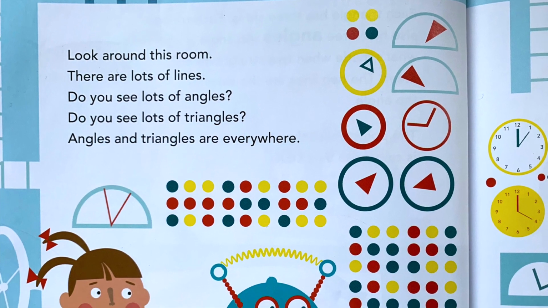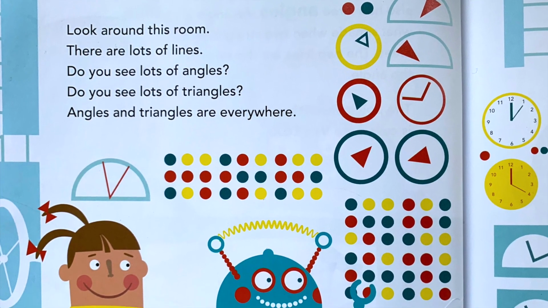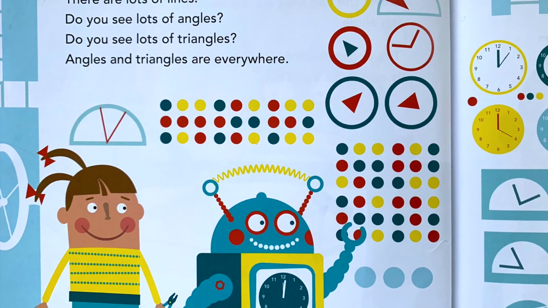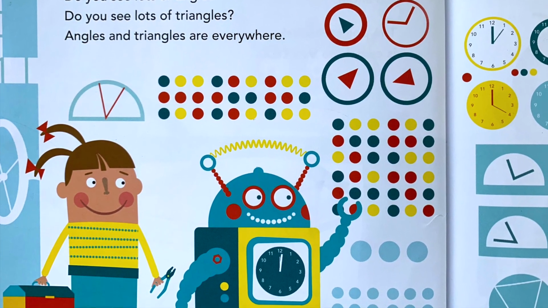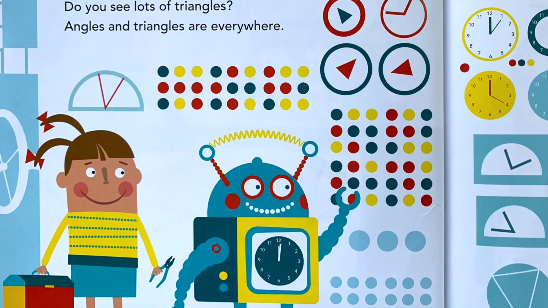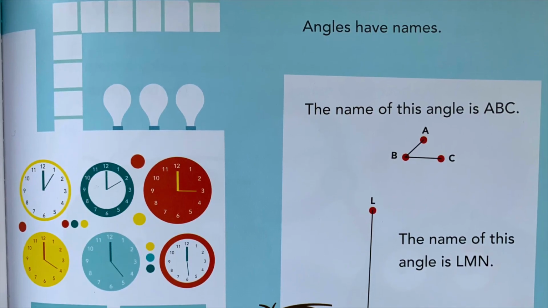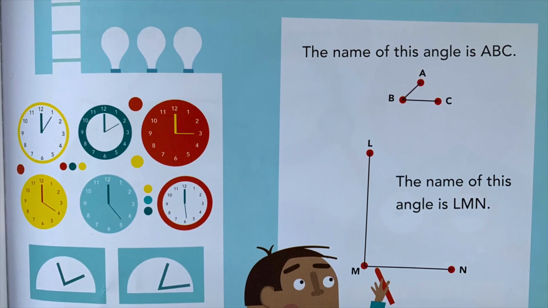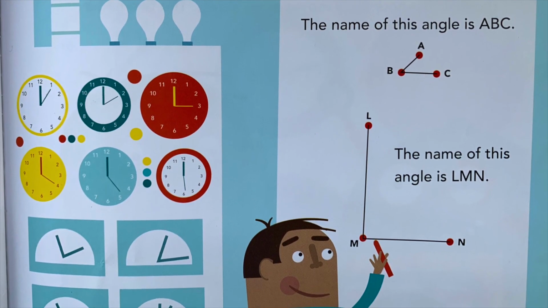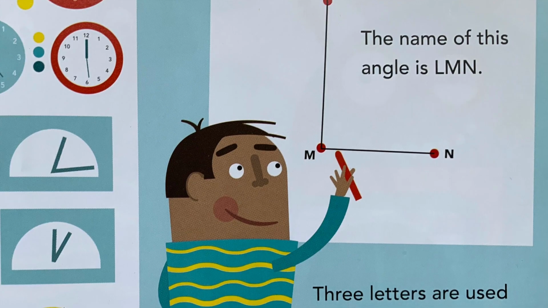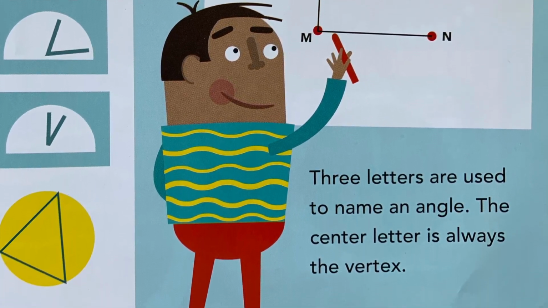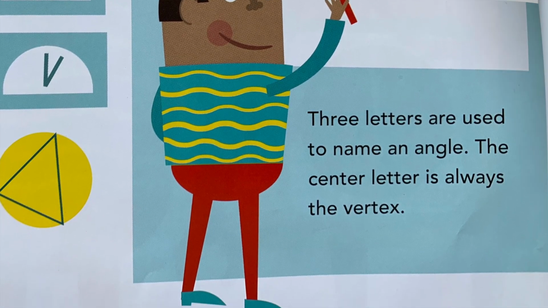Look around this room. There are lots of lines. Do you see lots of angles? Do you see lots of triangles? Angles and triangles are everywhere. Angles have names. The name of this angle is ABC. The name of this angle is LMN. 3 letters are used to name an angle. The center letter is always the vertex.